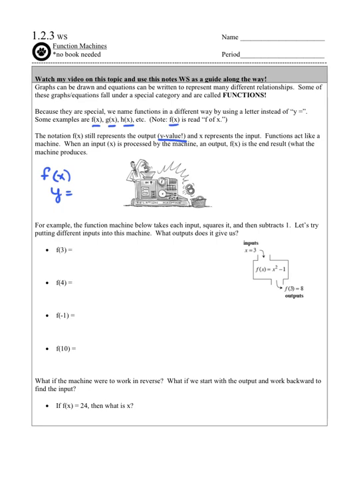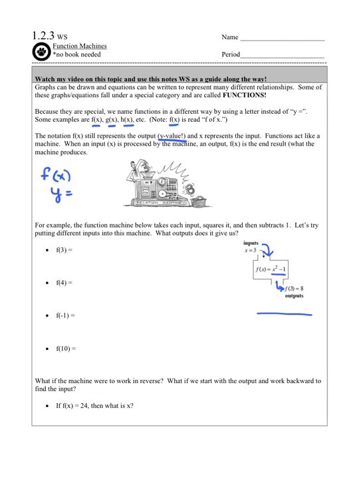So for example, we have this function machine right here, okay? And this machine takes each input and it squares it and then subtracts 1. Right in the middle of the machine, it tells us what the rule is. So what we're going to do is we're going to practice putting an input into the machine and seeing what output it produces, all right?